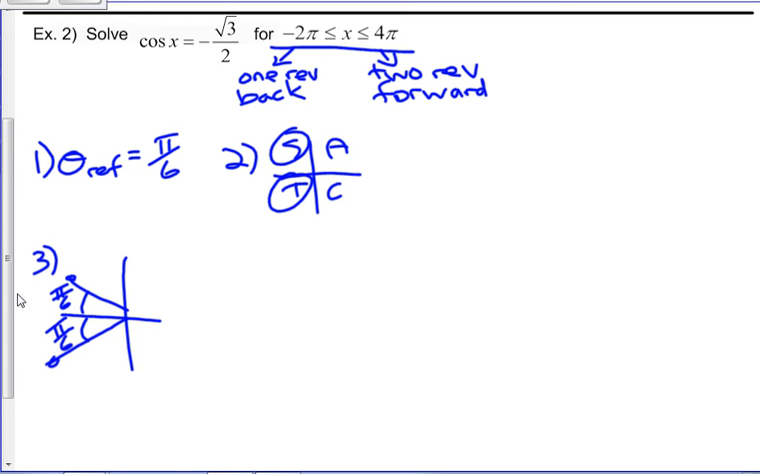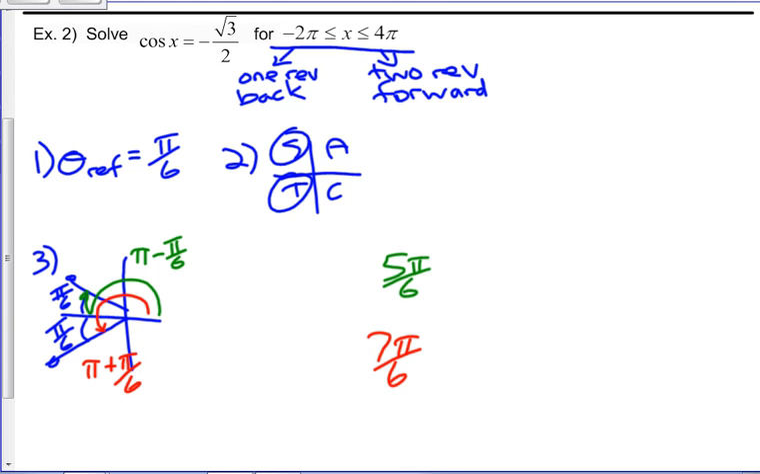Okay, and now let's find those angles. So the first one I'd think of as pi minus pi over 6. Or 6 pi over 6 minus pi over 6. Hey, that gives us 5 pi over 6. The second one I would think of as pi plus pi over 6. Or 7 pi over 6.